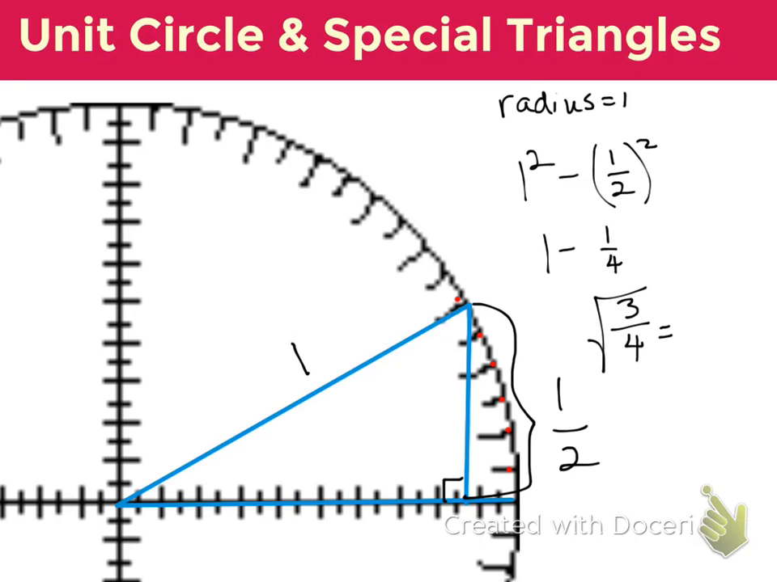When we take the square root of 3/4, using our knowledge of simplifying radicals, we apply it to both the top and the bottom of our fraction, our numerator and denominator, and we see that our denominator is a perfect square. So it's going to be the square root of 3 over 2.